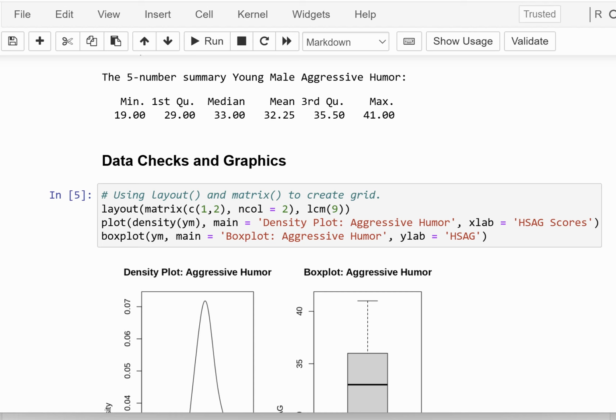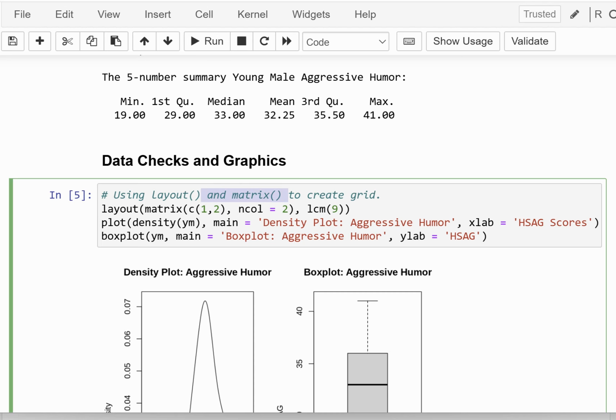Okay, so I am using the layout and the matrix functions to create a grid. Remember, matrix 1, 2, that just is the slots in the matrix. Number of columns 2. Since there's 2 items in the matrix, that's 1 row, 2 columns. LCM 9, so if you recall in that lecture where I did this, LCM of about 8 tends to work pretty well. You have to see sometimes, so we probably will try values between 5 and 12, but 8, 9 tend to work well.